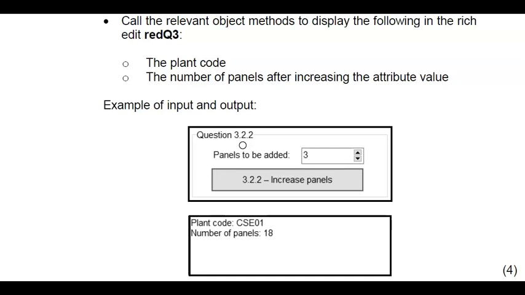So there is the output. It should say 18 after the code, obviously, of the first one. Remember the first one we had 15, and now 3 is added to it, and now the number of panels must be 18. If it didn't work, fix your code before you continue to watch the memo.